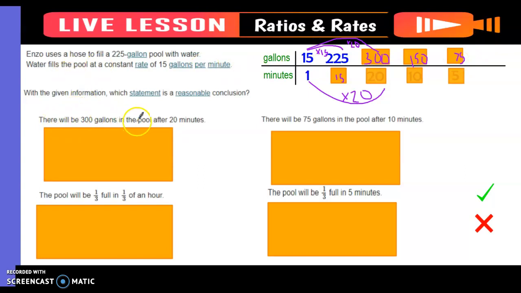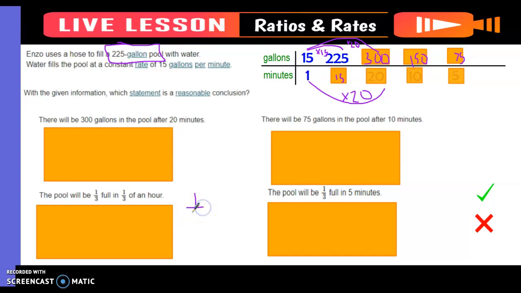There are 300 gallons in the pool after 20 minutes. There will be 300 gallons of pools after 20 minutes. The pool will be 1/3 full in 1/3 of an hour. Well, first of all, 1/3 full. The pool is full when it's 225 gallons. And I need to also figure out 1/3 of an hour. So let's figure out 1/3 of an hour first.